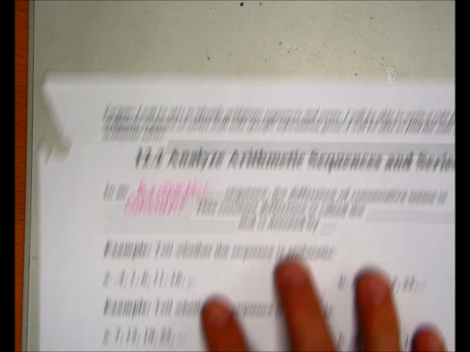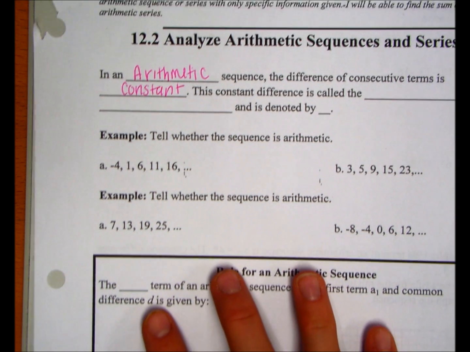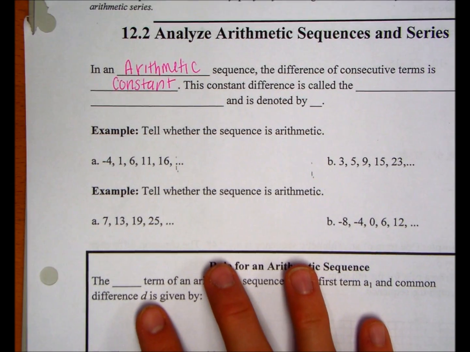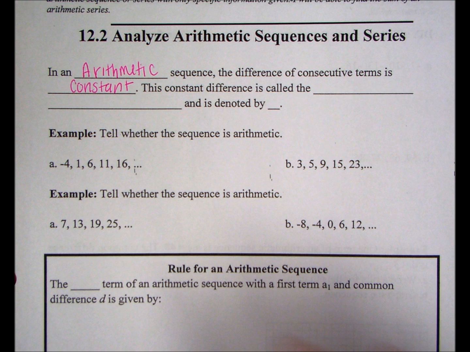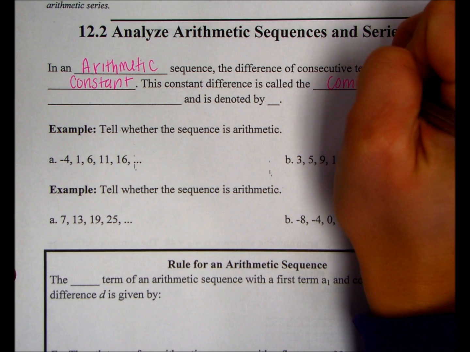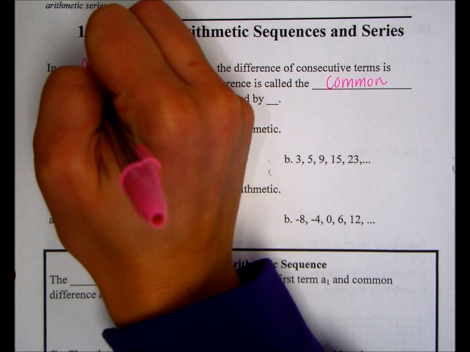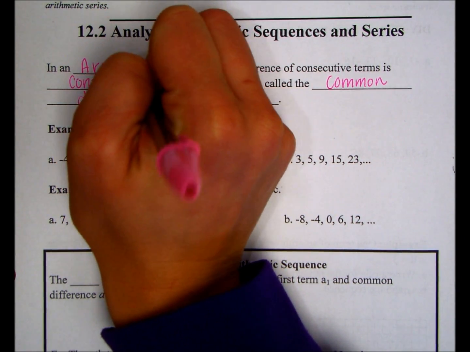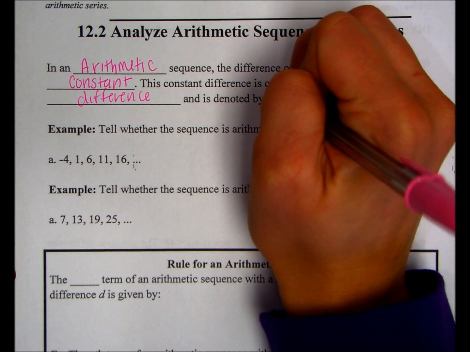So today we're going to be talking about 12.2, analyze arithmetic sequences and series. In an arithmetic sequence, the difference of the consecutive terms is constant. So in my pattern, I'm going to be adding or subtracting by the same number throughout the entire pattern. This constant difference is called the common difference, and we denote it with the letter d.